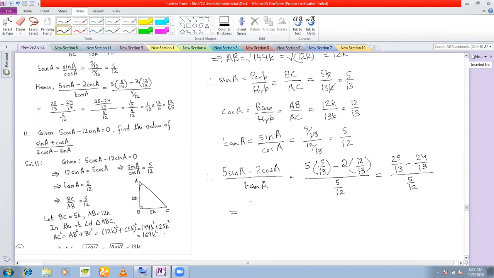If you take the LCM in the numerator, you get 25 minus 24 by 13 divided by 5 by 12, which is 1 by 13 divided by 5 by 12. So this is 1 by 13 into 12 by 5, which is 12 by 65. Okay, so this is your answer. So we stop here for today.